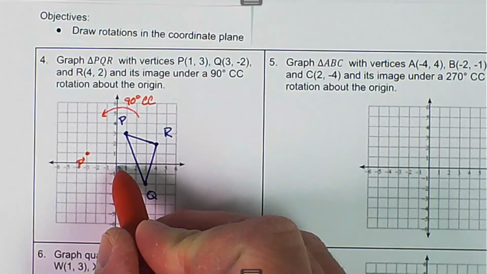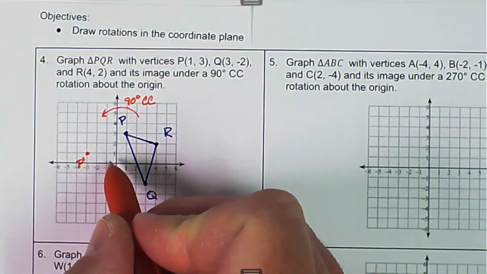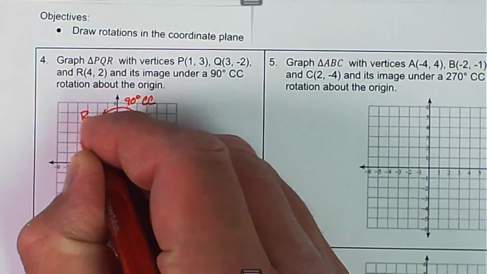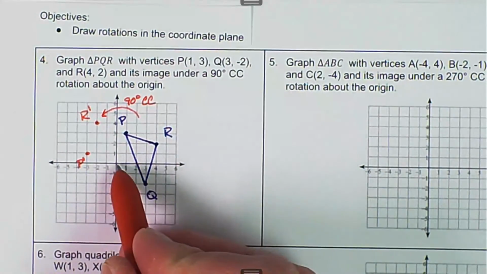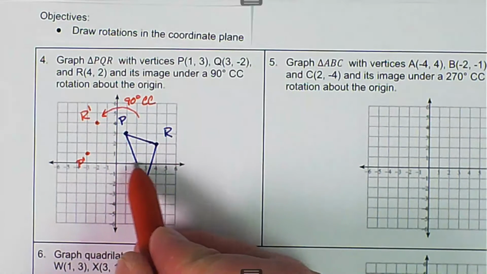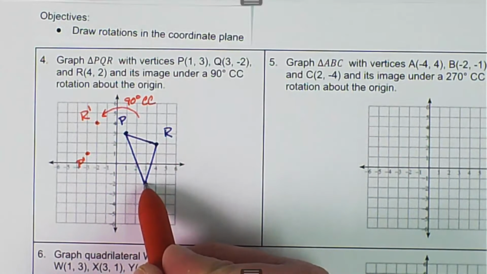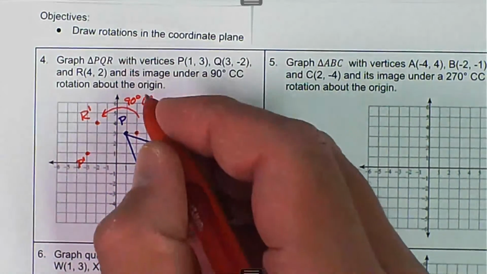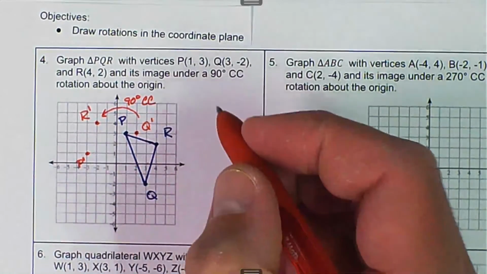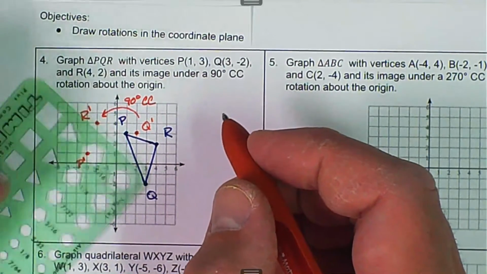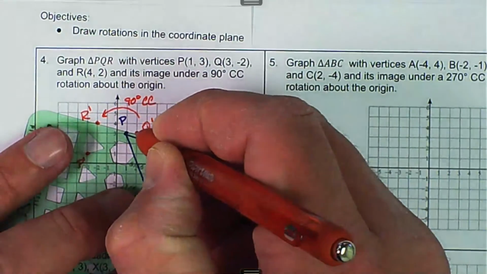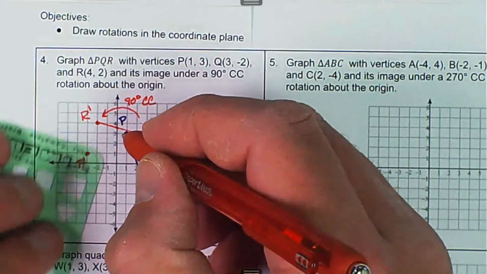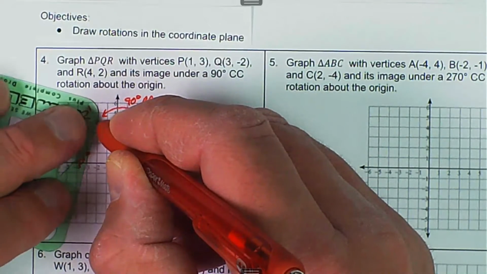To get to R, drive out 4, turn left 2. So drive up 4, turn left 2. That's going to be R prime. And for Q, we drive out 3, turn right 2. So drive out 3 and turn right 2, and that's going to be Q prime right there. And then we can connect the dots to make sure that our images have been rotated.